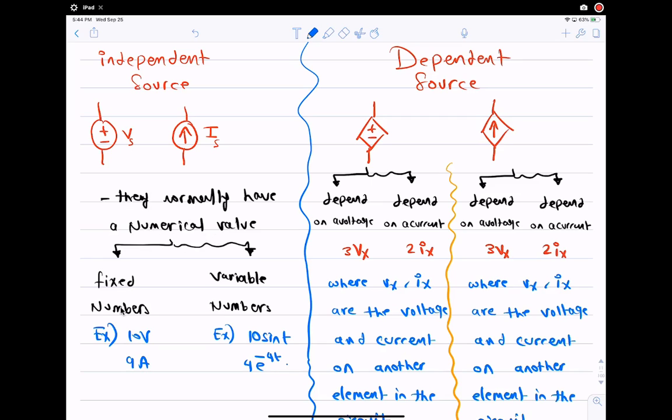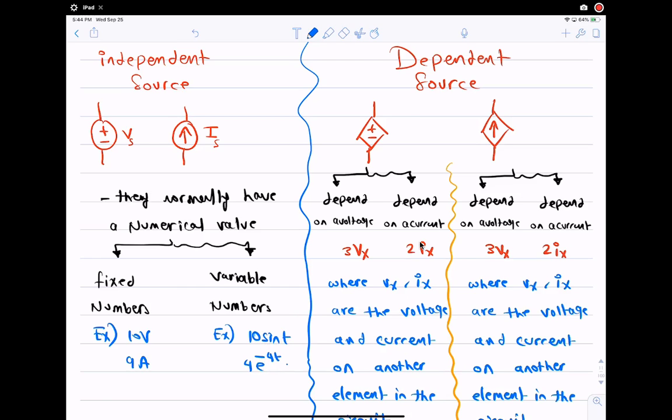It might be a fixed number, such as 10 ampere if it's a current source, or maybe 9 volts, or here I said 10 volts if it's a voltage source, or 9 ampere if it's a current source. Or it might be a variable number, such as AC sources, because we mentioned before DC and AC. A DC is a fixed value, while AC is a sinusoidal or exponential function, 10 sine t, or 4e to the negative 4t, which might be voltage or a current.